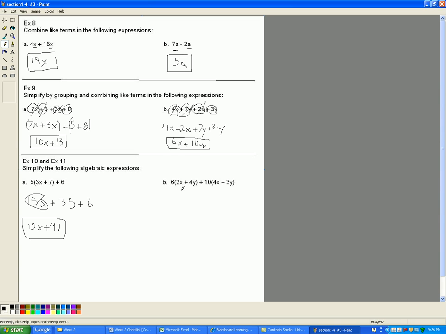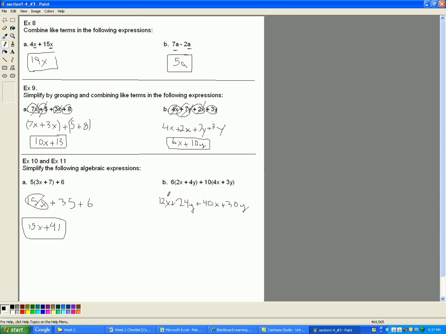Over here, we just have to use the distributive property again. We see that the 6 is right next to the parentheses. Let's go ahead and distribute that. 6 times 2x is 12x. Plus, we see there's a plus sign next. 6 times 4y is 24y. We see there's a plus. Then we have to distribute again. We have to distribute the 10 to whatever's in these parentheses now. So 10 times 4x is 40x. Plus, there's a plus here, 10 times 3y. That's plus 30y.